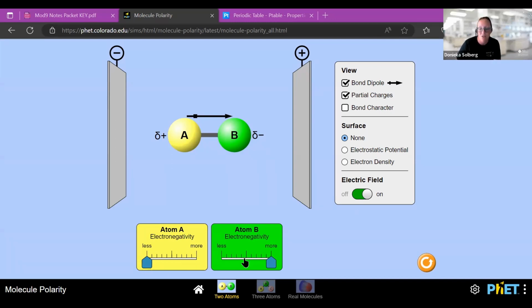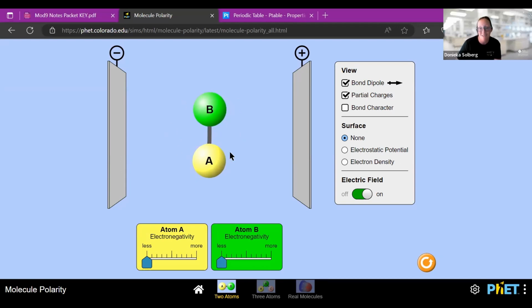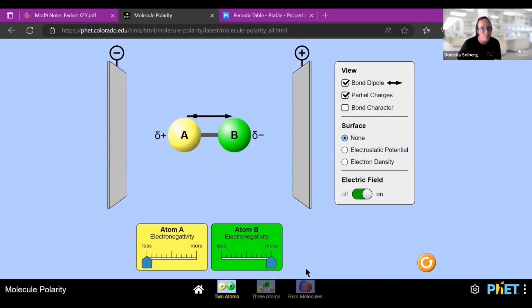Now, if I had everything as the same electronegativity, I can move it however I want to, and it's not going to align in an electric field. Change this back, boom, it turns in the electric field. So it does have these positive and negative attractions.